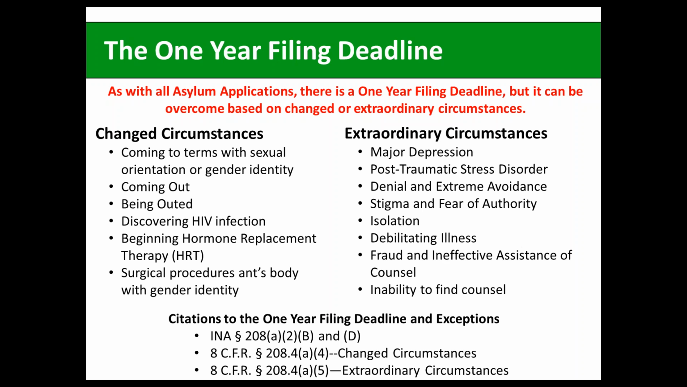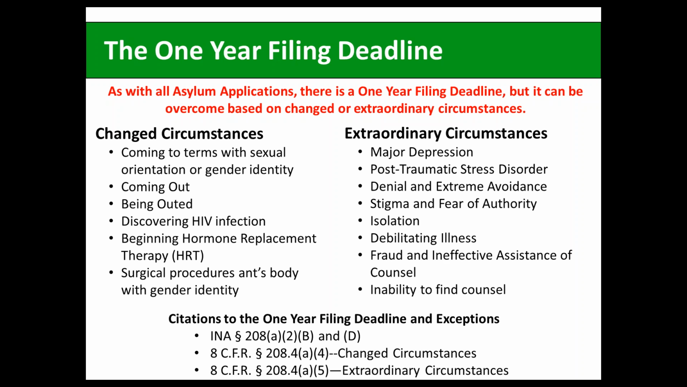And there are two exceptions laid out in INA 208(a)(2)(D). One is changed circumstances which materially affect the applicant's eligibility for asylum, and the second is extraordinary circumstances relating to the delay in filing the application within a year of entering the U.S. While the two exceptions have been narrowly interpreted, there are a number of circumstances specific or common to LGBT asylum cases that are viable arguments to the one-year filing deadline.